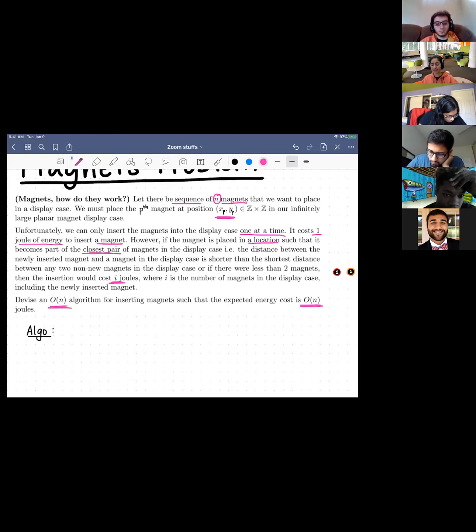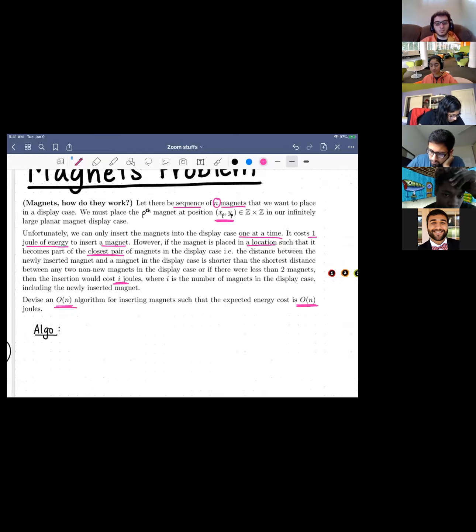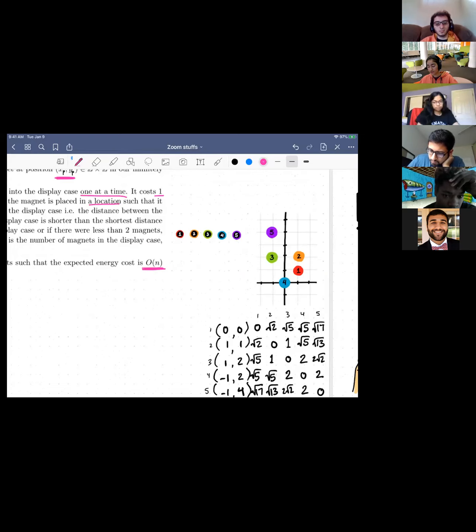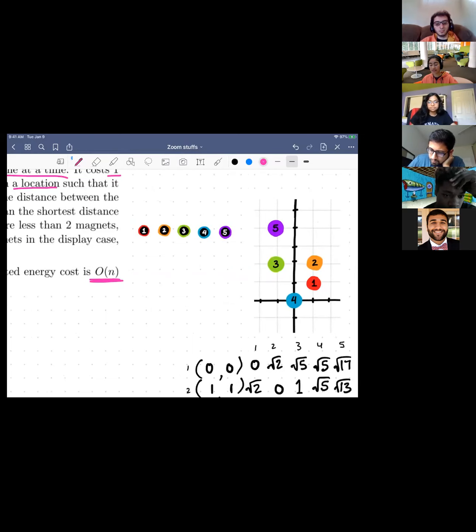So let's first digest what's going on in the problem before we jump into solving it. Here's a little example. These are our 5 magnets, and they have a specified location at which they have to go. We don't get to choose where they go, but we do get to choose what order we put them in. So our algorithm is trying to come up with, given these 5, what order we should place them in if we know where their locations are supposed to be. If we just put them in the order they're given right now, 5, 4, 3, 2, 1, 5 we would have to put here.